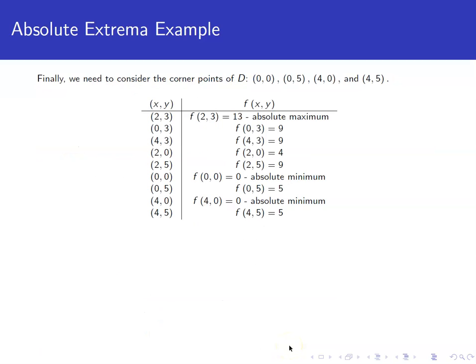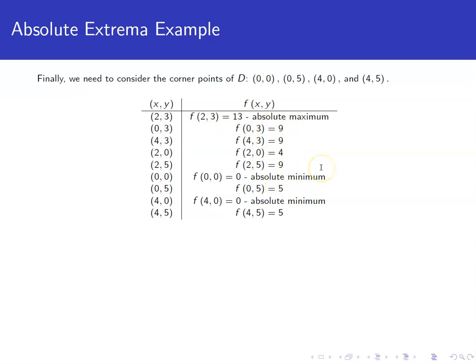Finally, we also need to consider the corners. There are 4 corners here, so we need to consider all 4 of them. When we plug these points into our original function, we get 4 one time, we get 0 two times, we get 5 two times, we get 9 three times, and 13 once.